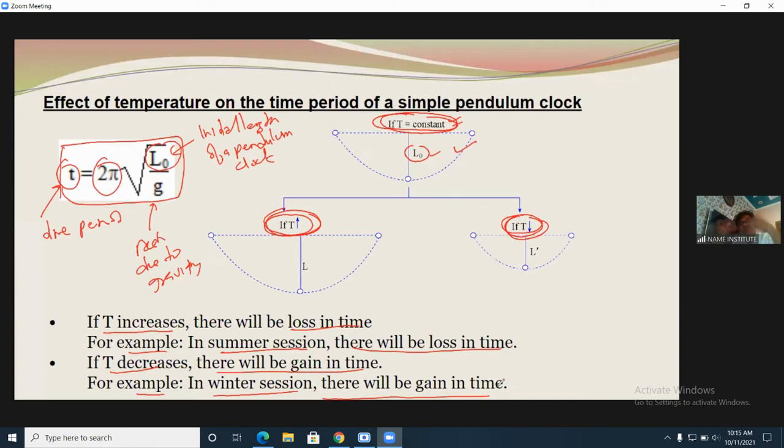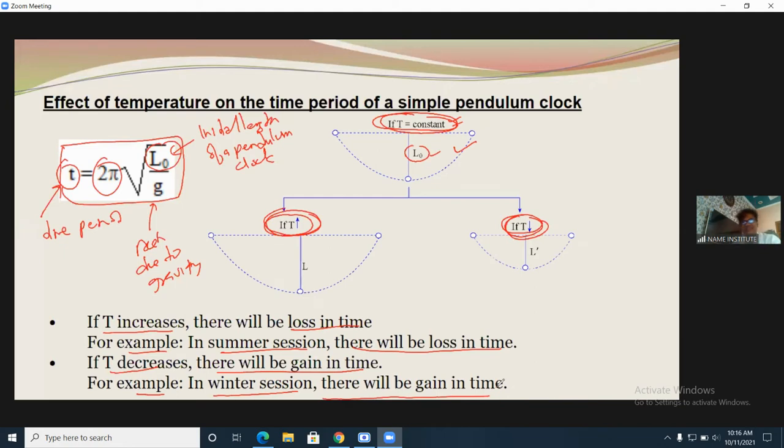If the room temperature does not change with time, as time passes, the temperature of the room does not change, there will be neither loss nor gain in time. So the part is clear now, where it is loss in time or gain in time. Now the question is arising here, sir, by which mathematical relation we can find out loss in time or gain in time?